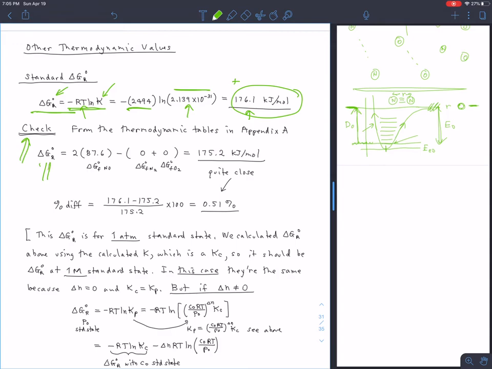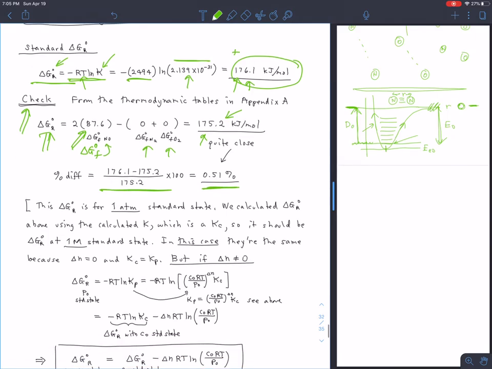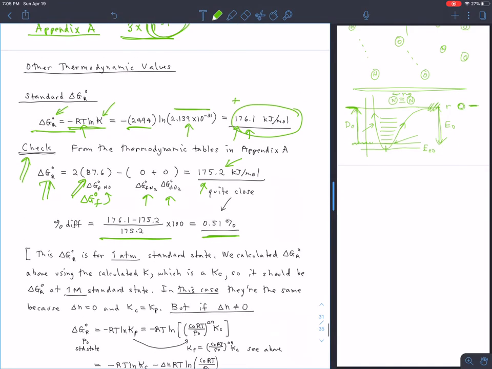Let's check this value. This is a table value. This is something we can get from the tables. Here's the value for deltaG of formation for nitric oxide. And you can see from that value in the table, okay, these are both elements, so they both contribute 0. Gives you 175.2. That compares very well to this 176.1. As with all the other cases where we've compared table values to calculated values, we're doing extremely well. We're getting very close. If you calculate the percent difference here, it's only about 0.5% error between these two numbers. So very good.